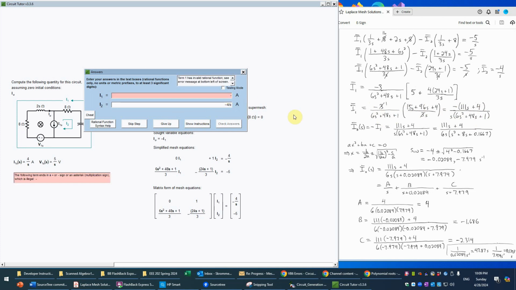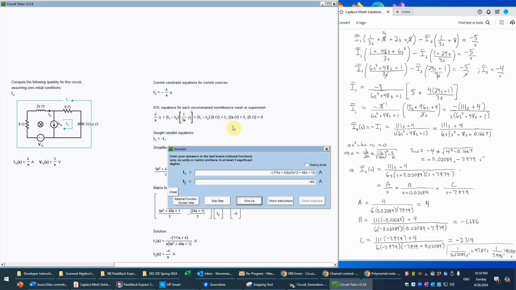And so I'm going to put a minus sign times 111s plus 4. And we don't have to do any factoring at this point. I mean, you could, but it's not required. And here I'm going to put a square bracket because we're going to have multiple terms inside that bracket. So we have s times the 6s squared plus 48s plus 1, close parentheses, and then we have to close the square bracket. Remember, we're not allowed to put parentheses inside of parentheses except for simple fractions, which we don't have here. Okay, so that's the correct format. So now we'll go ahead and check that. And that is correct.